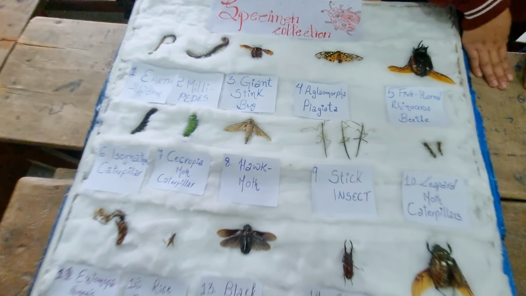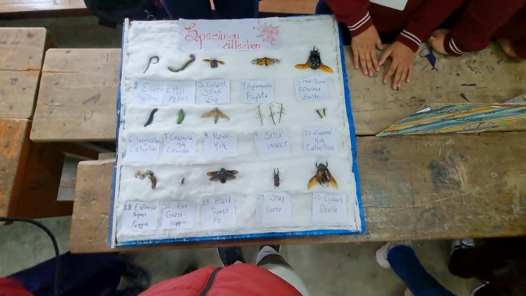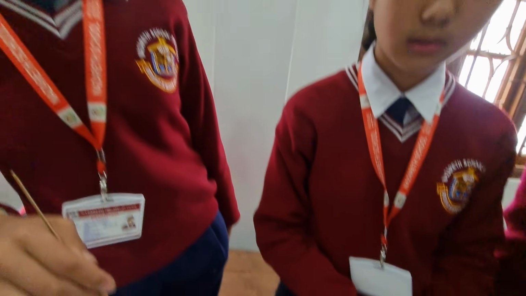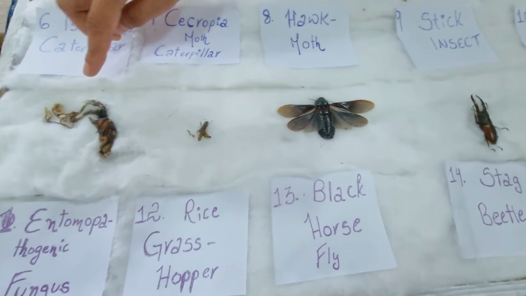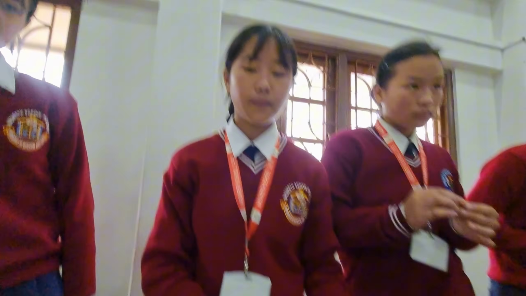Okay, let's see. Take a look at these creatures. I'd like to know about this one first. This is the strongest and largest among the insects. We have different types of beetle. This one came from underground. So are all these creatures taken from here itself, Pfutsero? Yes. Okay, that's really nice.